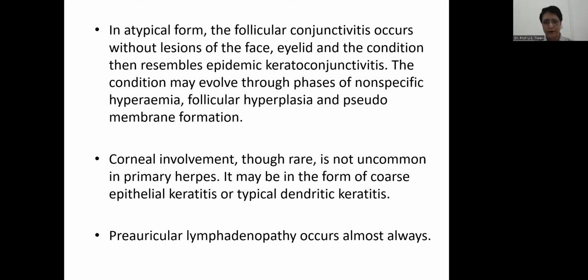Corneal involvement, although rare, is not uncommon in the primary herpes. It may be in the form of coarse epithelial keratitis or typical dendritic keratitis. It usually occurs late. So primarily, the infection was contracted in childhood, and the corneal lesion appears in the adult phase or in the later part of life, typically as a dendritic keratitis. Preauricular lymphadenopathy always occurs.